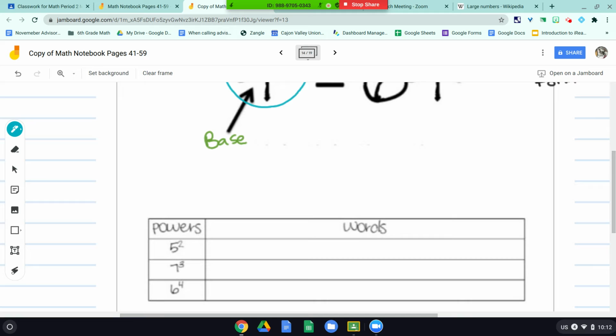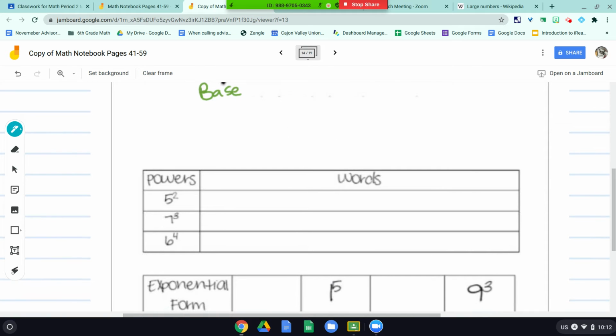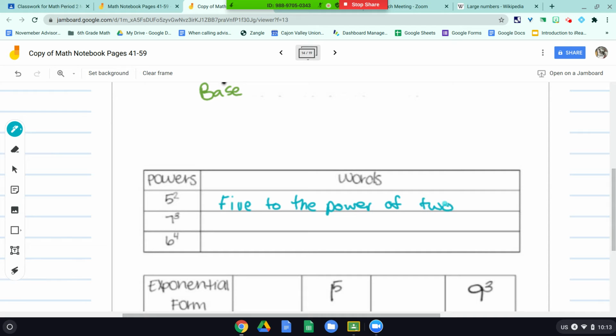And in the next portion, we just write down these powers in words. So we have 5 to the second power. You could write it like that. You could also write 5 to the power of 2 if you wanted to. So I'm going to write that instead. I'm going to write 5 to the power of 2. And I'm going to use words the whole way through.